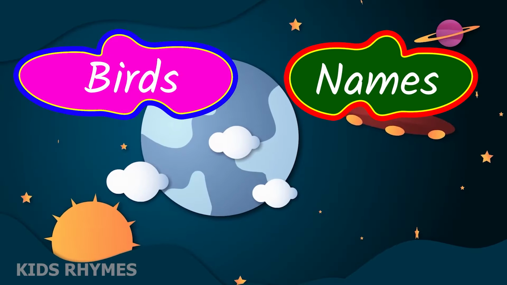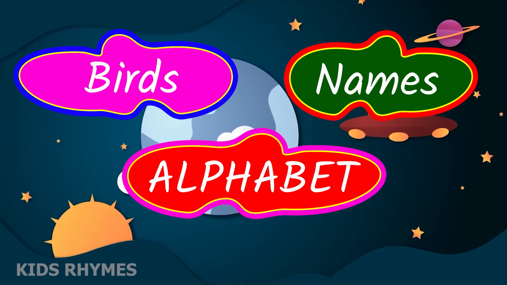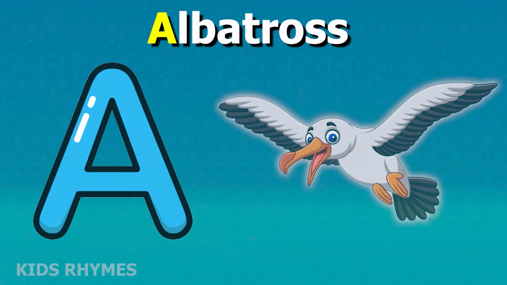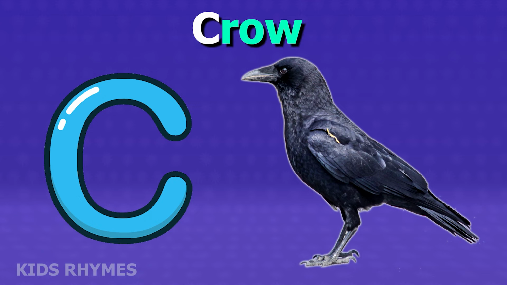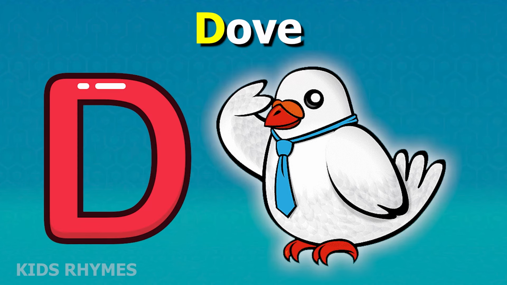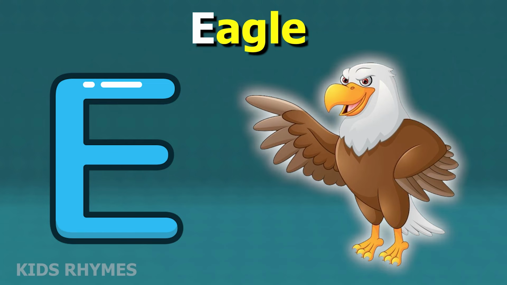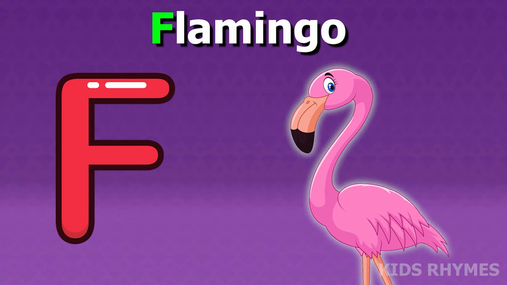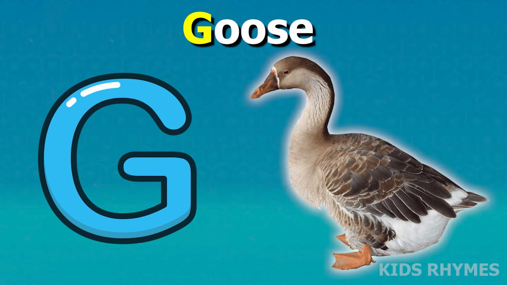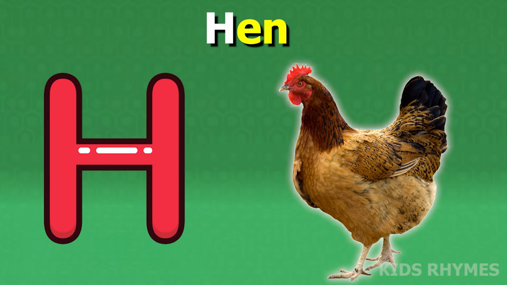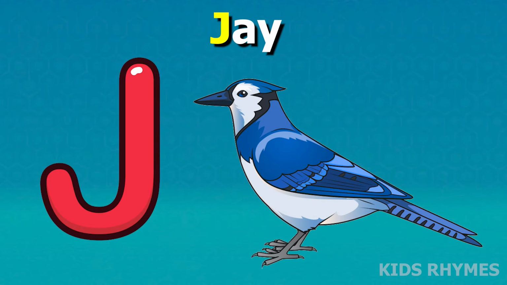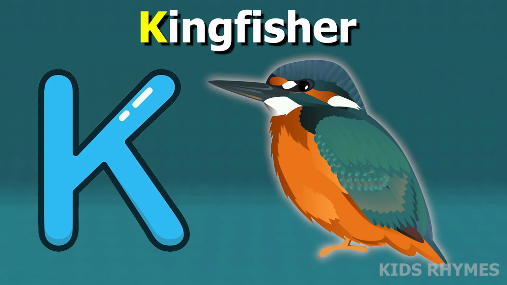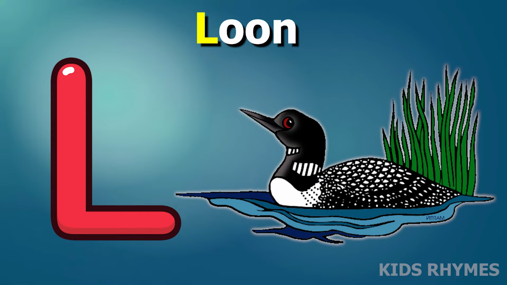Bird names according to alphabet. A for albatross, B for blue jay, C for crow, D for dove. E for eagle, F for flamingo, G for goose, H for hen, I for ivy eagle, J for jay, K for kingfisher, L for loon.